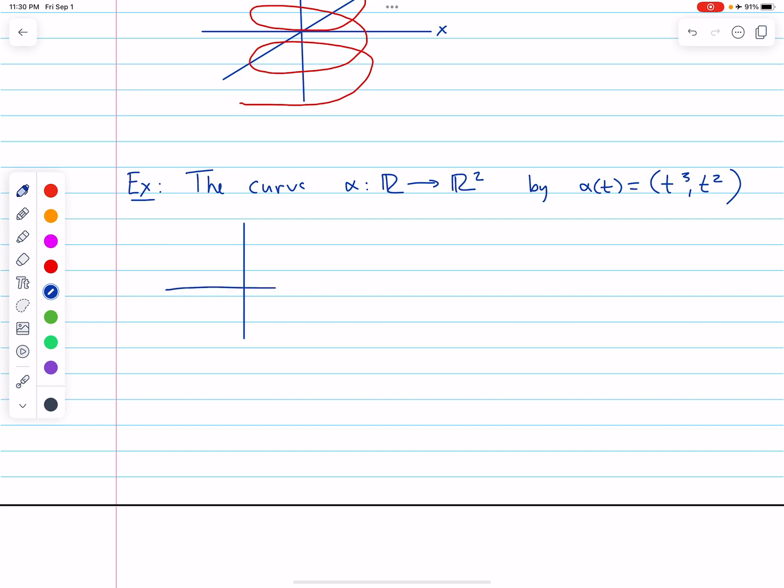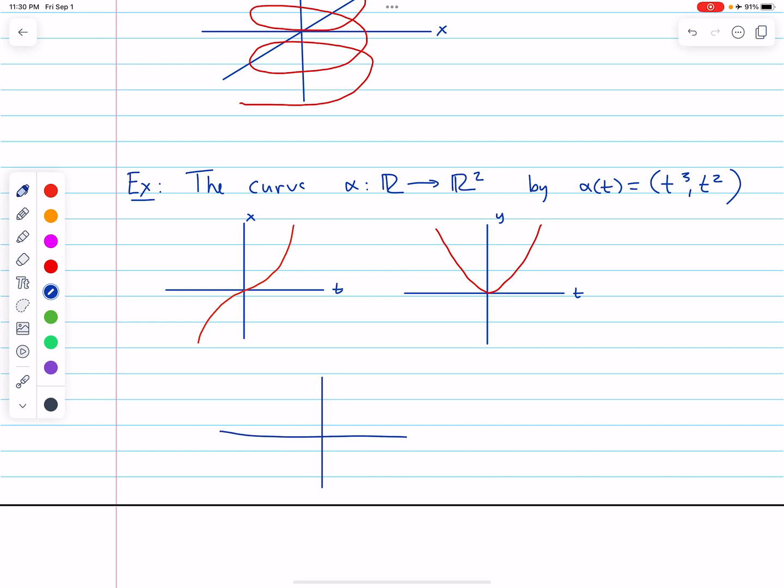Well, in the x direction, t cubed looks like this. And in the y direction, if this is x and this is t, we have something like this. So this is our y coordinate, and this is our t coordinate. When we combine the x and the y together, our x coordinate is increasing really fast away from 0, then it slows down as we approach 0, and then speeds up again and moves away. Likewise, our y coordinate is decreasing as it approaches 0, and then starts increasing again. It might be hard to see, but essentially we're going to see something like this.